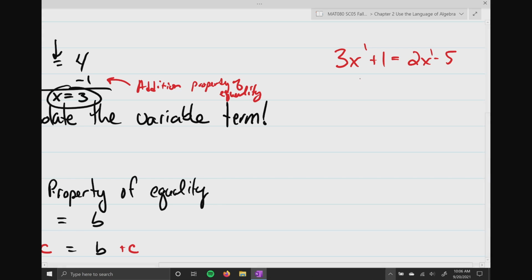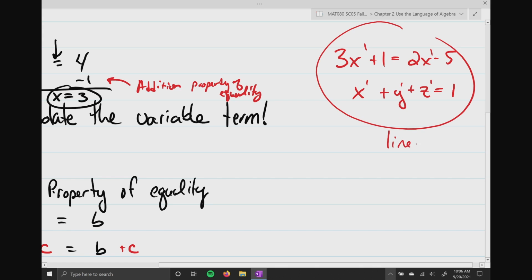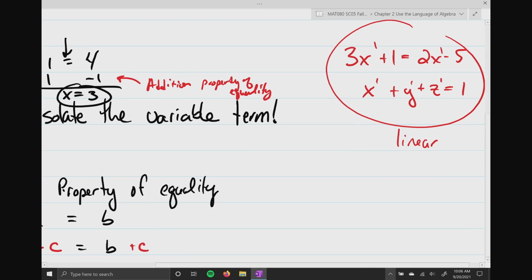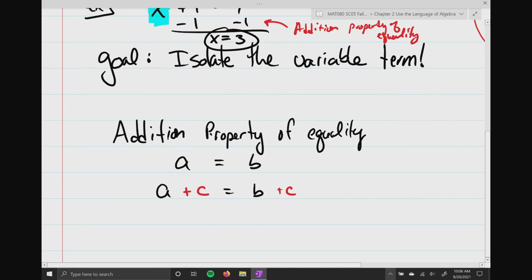All right, you can even have something like this. x plus y plus z, 3 completely different variables. But if you look, each one is raised to the first power. That means it's linear. And one of the steps that we use to solve linear equations, I'm going to scroll back over to the left now, is right here. It's called the addition property of equality.